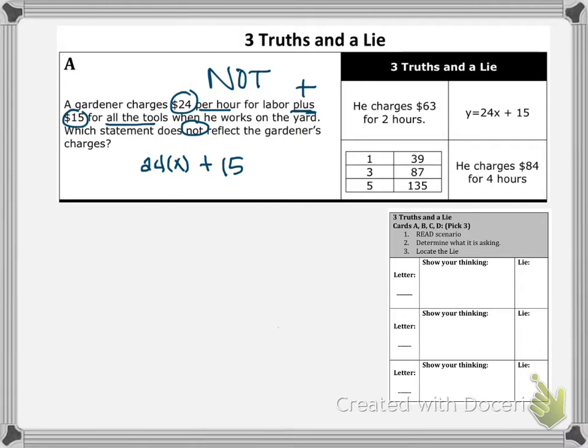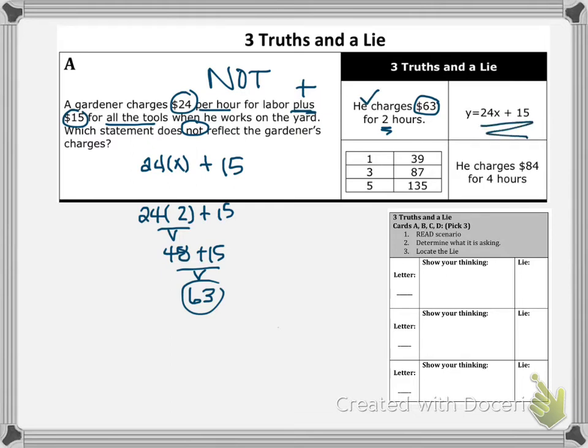So does he charge $63 for 2 hours? I don't know. Let's plug it in. 24 times 2 plus 15. Okay, 24 times 2 is 48 plus 15 is 63. Yeah, that's true. Okay, 24x plus 15, that's the equation that we just used.